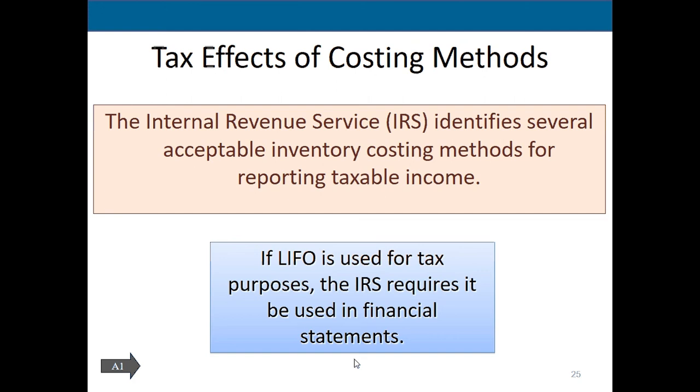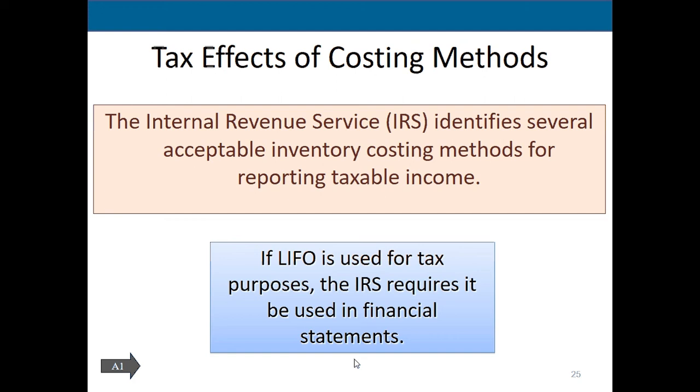Let me talk to you about this one. Remember how I showed you that LIFO gives you a lower net income? Therefore, LIFO is going to probably give you the better tax advantage. Well, the IRS is keen to this, right? They know what's going on here. So they've identified several acceptable inventory methods. We can use FIFO, we can use LIFO, we can use specific ID, we can use weighted average under any of our tax methods as long as we pick a method and we stick with it.